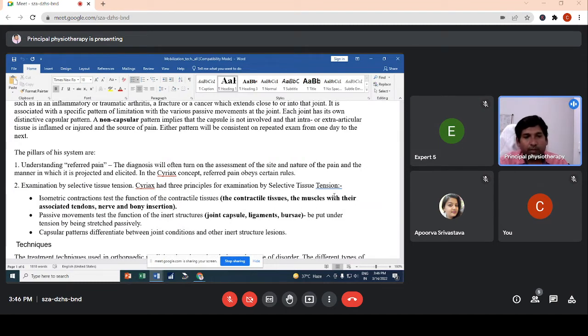Second is the passive movement test. The passive movement test assesses the function of inert structures. Inert means joint capsule, ligaments and bursa. So whenever a patient has an injury of the joint capsule, ligaments or bursa, we do the passive movement test. The passive movement test is the stress test, as we call it. It is to assess the function of inert structures like joint capsules, ligaments and bursa.